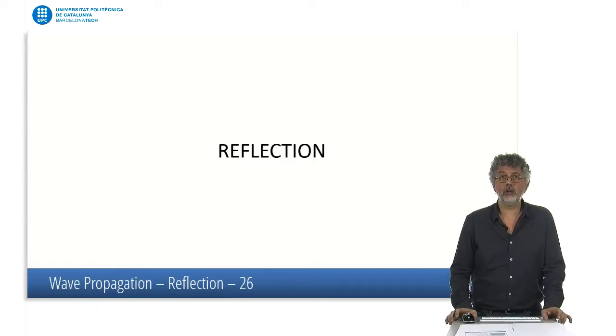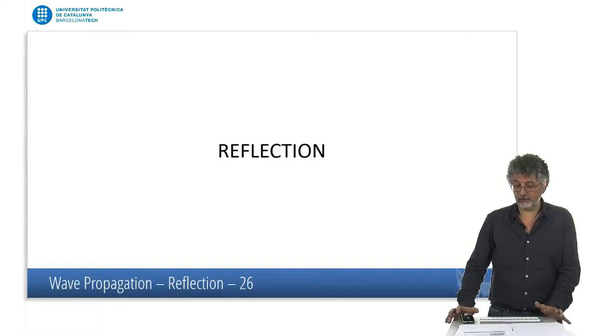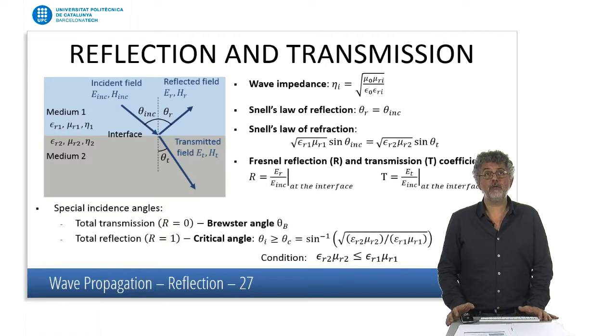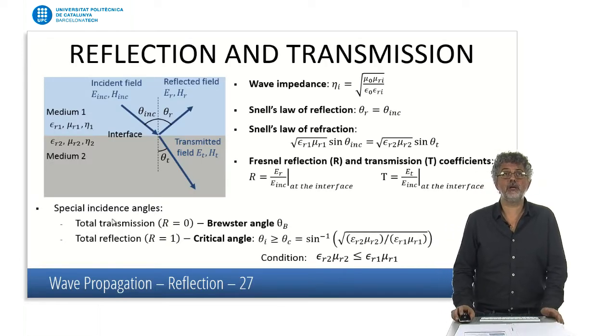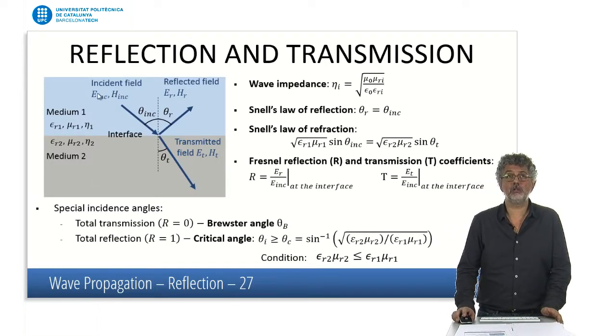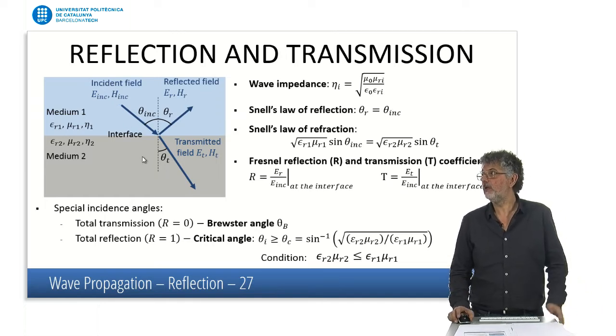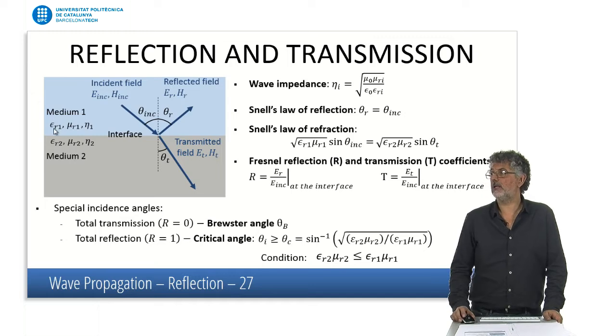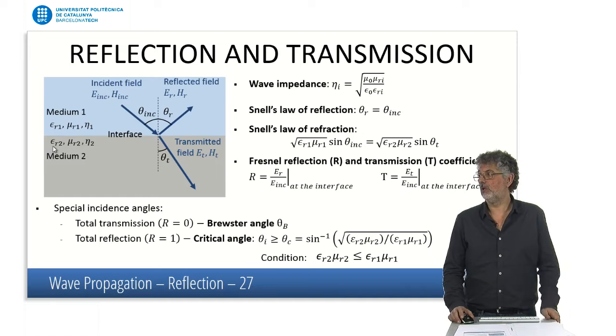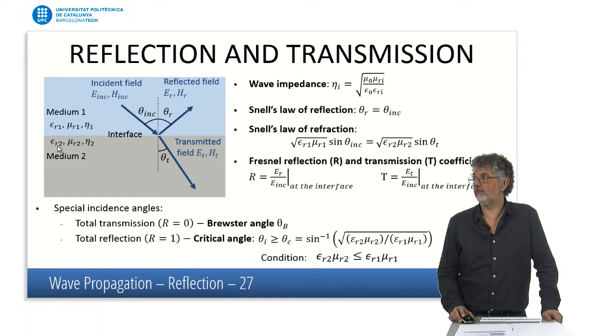We're going to talk a little bit in detail now about reflection. We have reflection when we have a wave propagating in one medium, let's call this medium 1, and it's incident to what we call medium 2. Medium 1 is characterized by its dielectric permittivity and magnetic permeability, and medium 2 also by its constituent parameters.